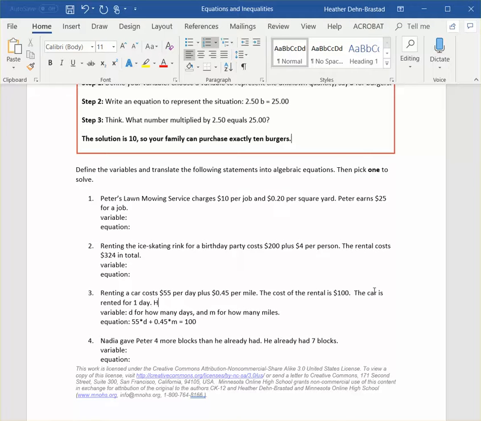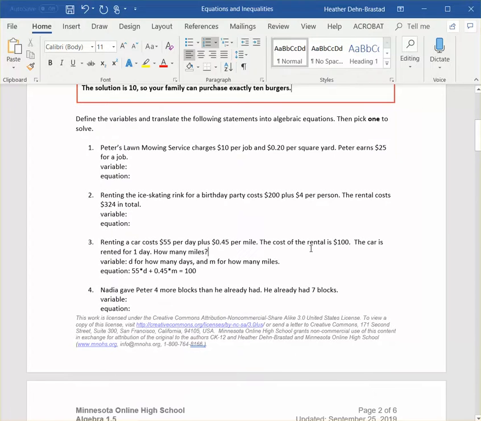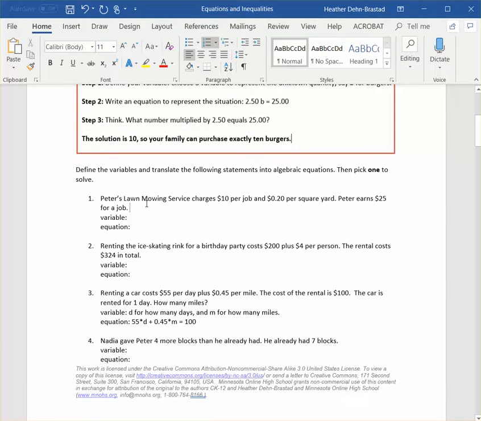How many miles did you drive? So in addition to picking one to solve, you might have to add more information so that you're able to actually solve the problem. Like in number 1, what other information would we need? We would need, how many jobs did he do? Oh, it's 1 job.